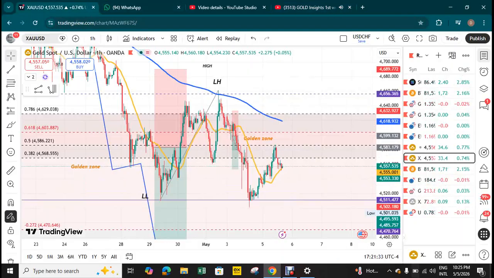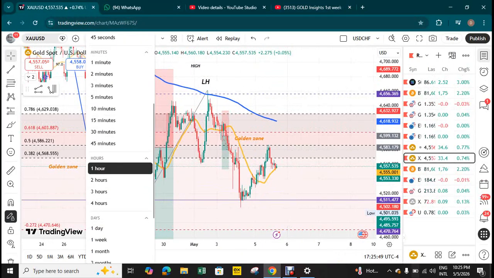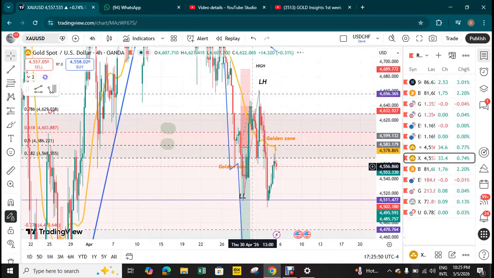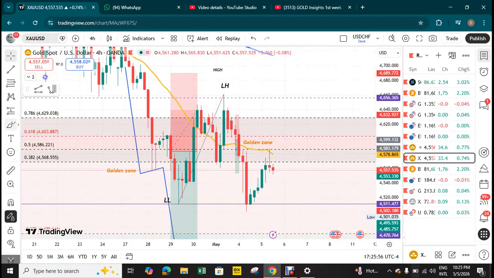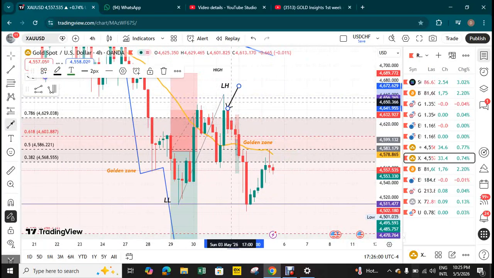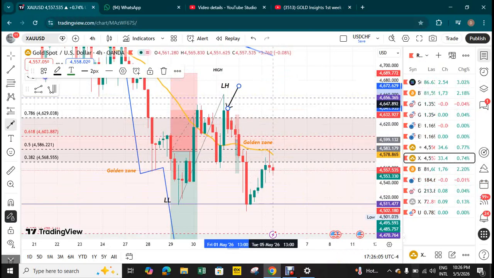Okay, so I'm going to go on gold to see what happened on gold. Now I'm going to go on the 4 hours time frame so we can see the exact thing that happened here. This was the candle which we saw here. This red candle on the video is the same candle we have here.